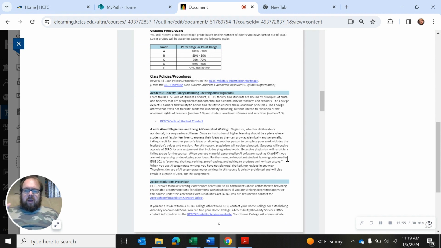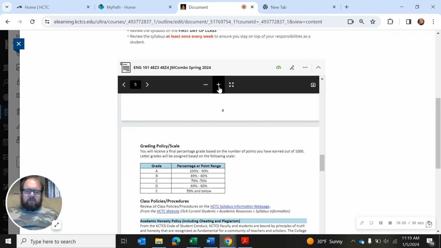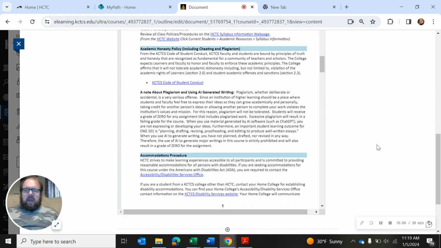There are other policies. The one that I find to be most important, and I'm going to actually increase this a little bit, is the academic honesty policy. Plagiarism, whether deliberate or accidental, is a very serious offense. An institution of higher learning should be a place where students and faculty feel free to express their ideas so they can grow academically and personally. Taking credit for another person's ideas or allowing another person to complete your work violates this institution's values and mission.